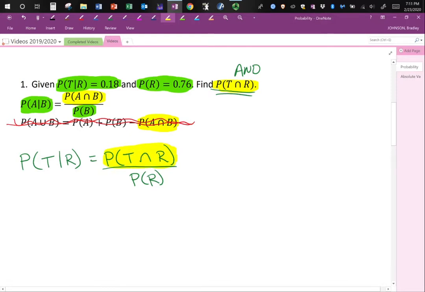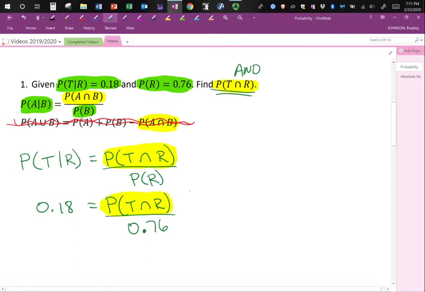Now, we know the values for the other two spots. So we know the given statement part, the conditional probability, is 0.18. We do not know what I highlighted in yellow. That is what we are finding. And then we do know the probability of R. That is 0.76.